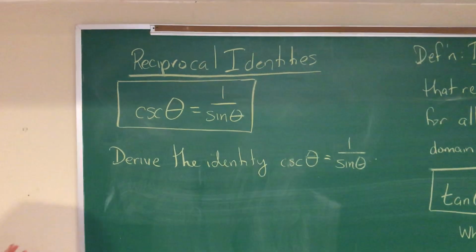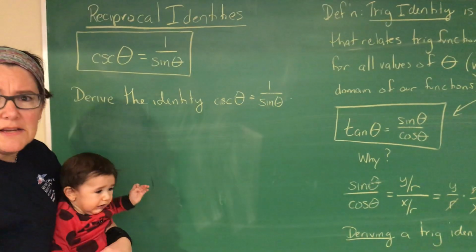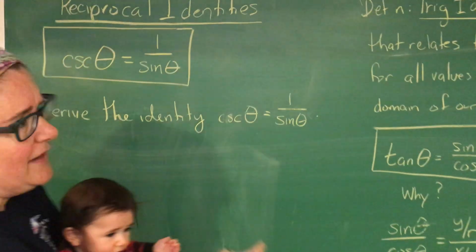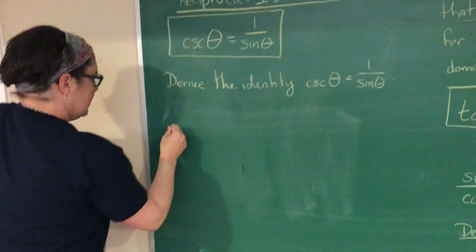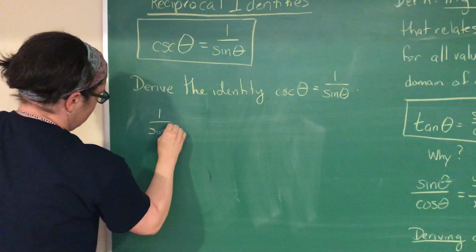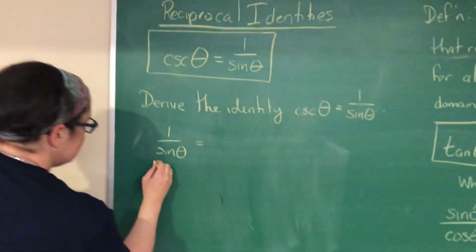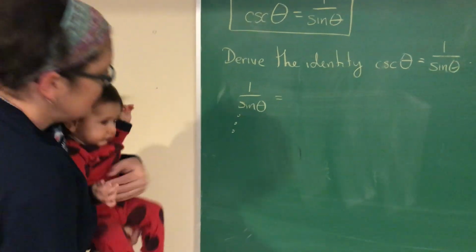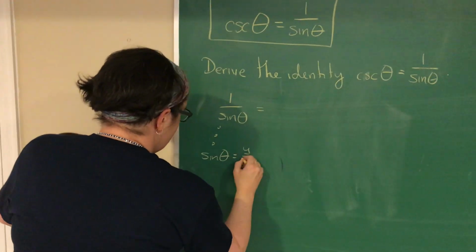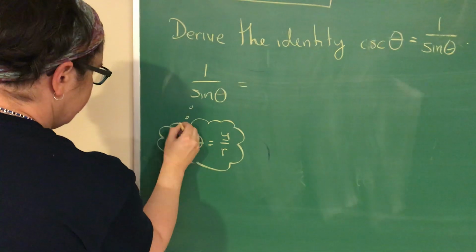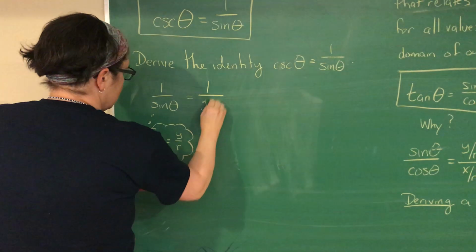Okay, now to derive this identity, I want to look at both sides of the equation, and I want to notice which side looks more complicated. And in this case, the more complicated side is on the right because there's more stuff going on. So we have 1 over sine theta. And now I want to think to myself, all right, what is the definition of sine in terms of x's, y's, and r's? And I know that sine of theta is y over r. Okay, cool. So that means we have 1 over y over r.